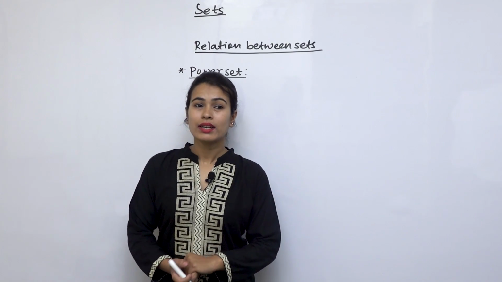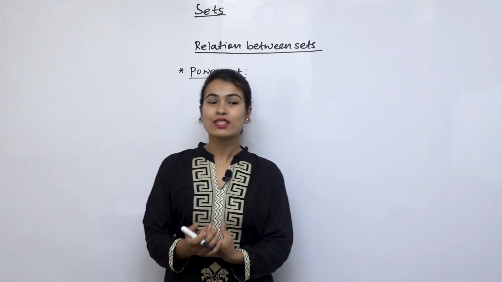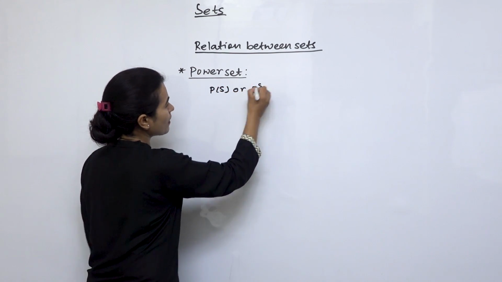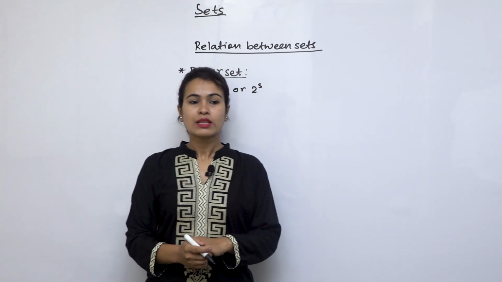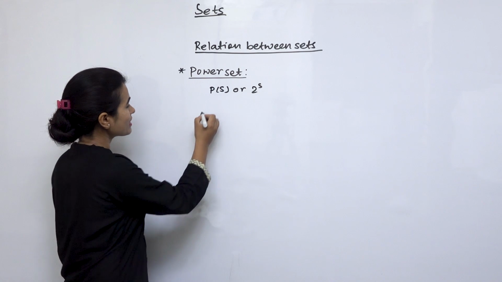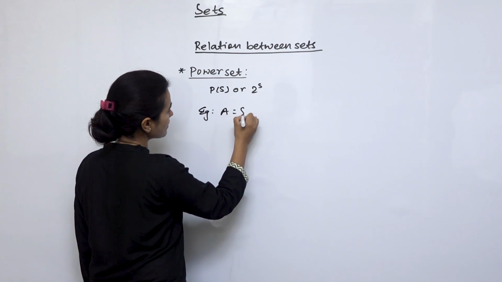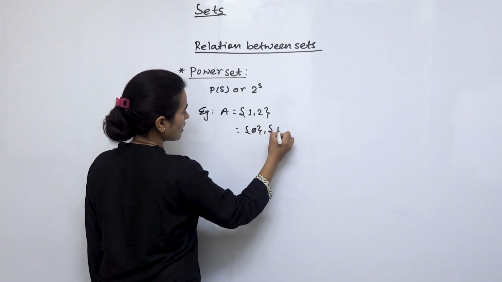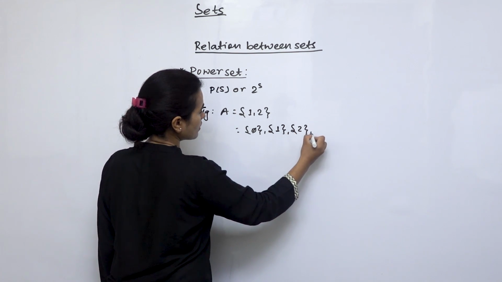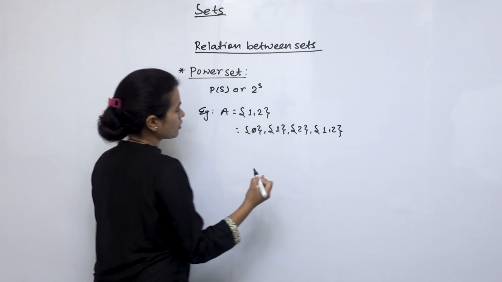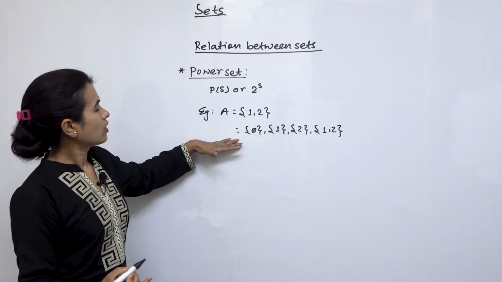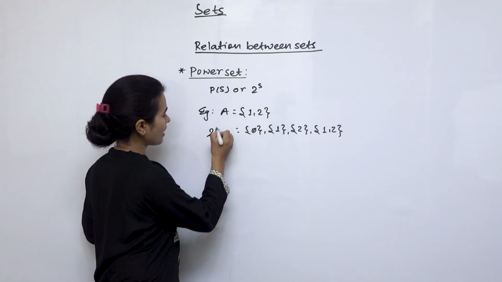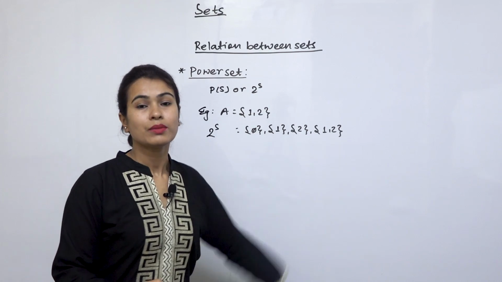Power set. The collection or set of all possible subsets of any set S is called the power set of S. It is denoted by P(S) or 2 to the power S. For example, set A equals 1, 2. Its subsets are the empty set, {1}, {2}, and {1, 2}. So these are the power set of set A.